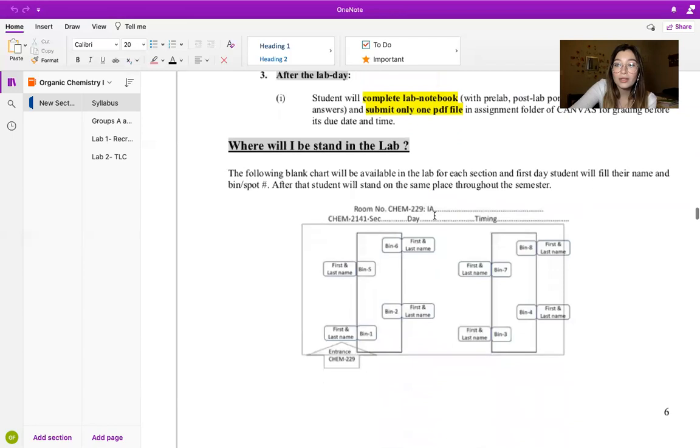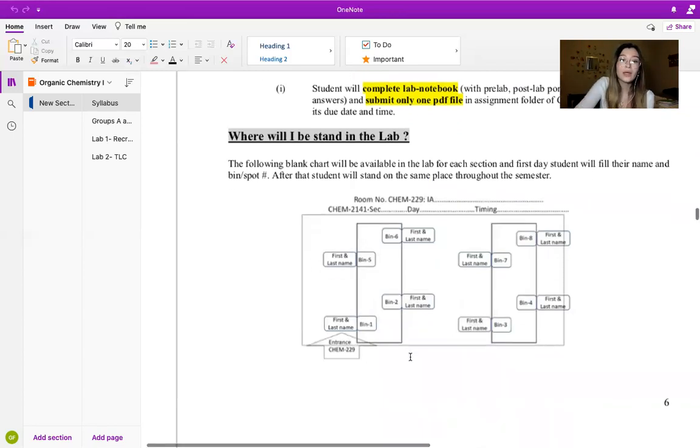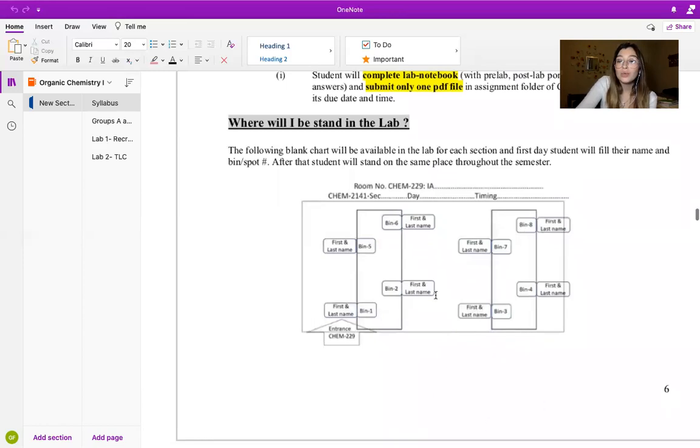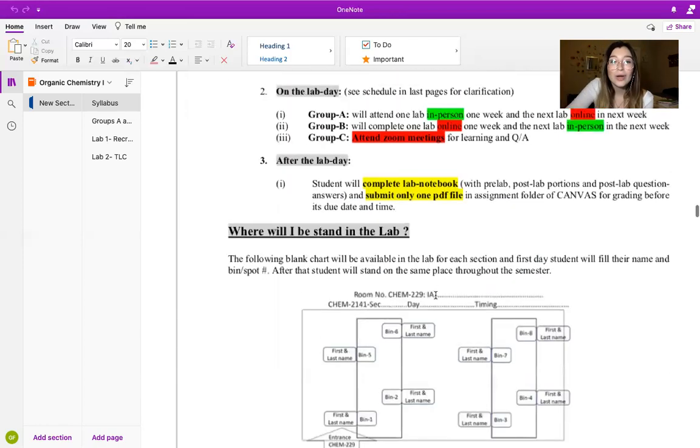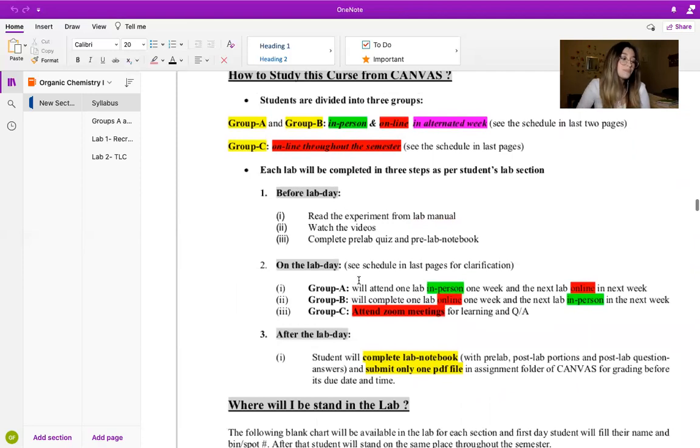So let me talk about this really fast, and then I'll get back to the quiz and to the notebook. When you get to lab, you will pick wherever you want to stand, and you have to stay there for the rest of the semester. That way we can social distance, and it's just going to stay like this the whole semester. It's like a seating chart. Okay, let me go back to the pre-lab quiz.